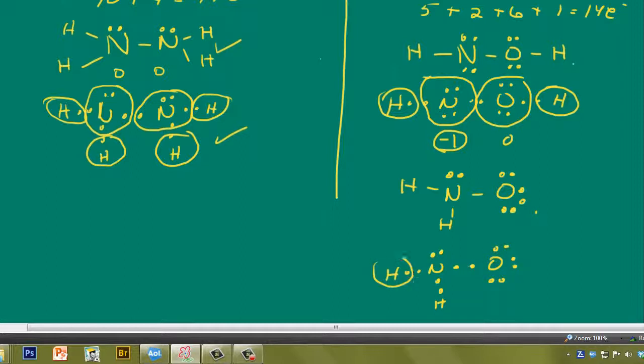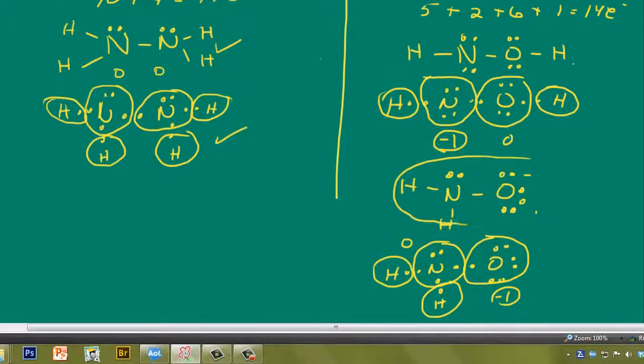Okay, so again, the hydrogens have a formal charge of 0. This is good. The nitrogen in this case has 5 electrons, so its formal charge is 0. And the oxygen has 7 electrons, so it has a formal charge of a -1. So this would be the valid Lewis structure.